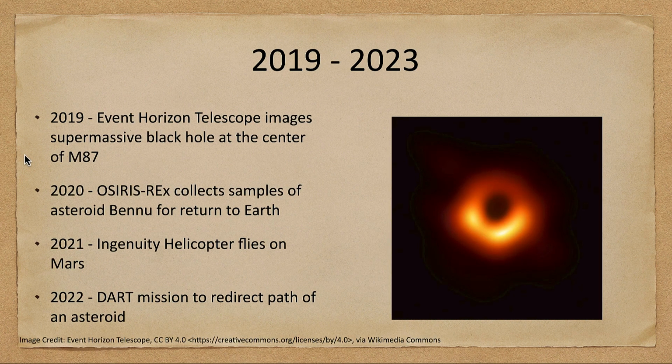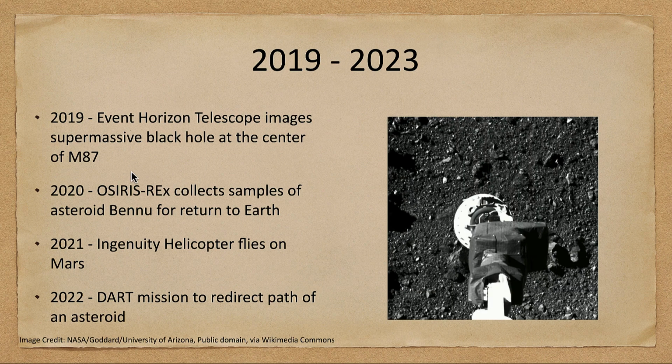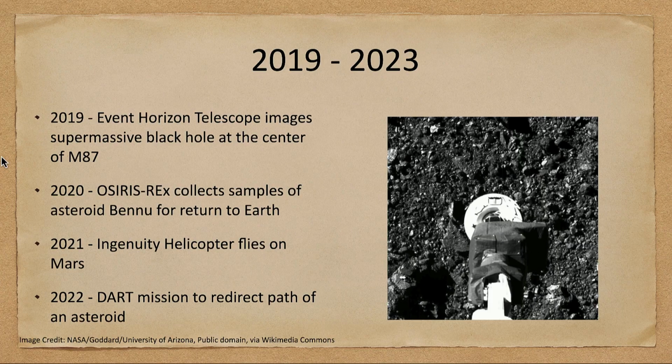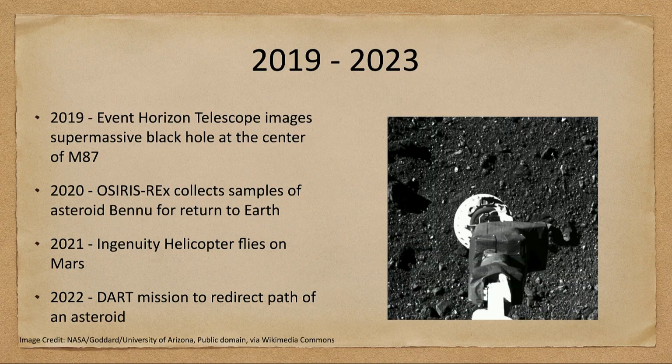Now, as we come into the more current things, we have 2019. The Event Horizon Telescope gave us this image of the black hole at the center of a galaxy known as M87. And we see the shadow of the event horizon of the black hole there, along with material around that black hole.